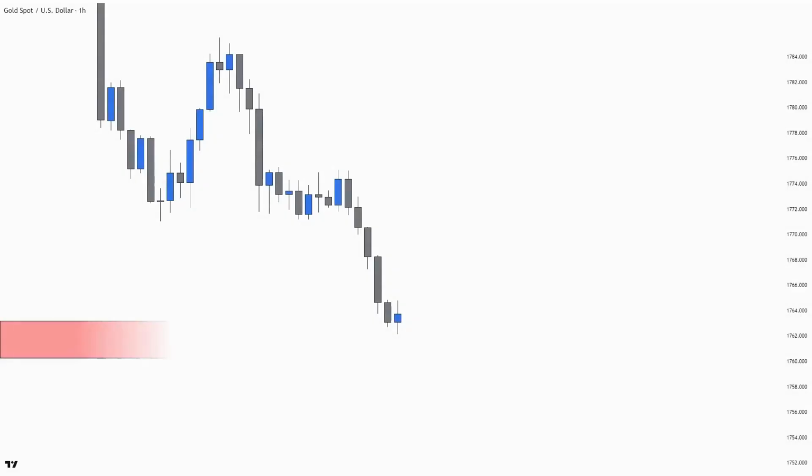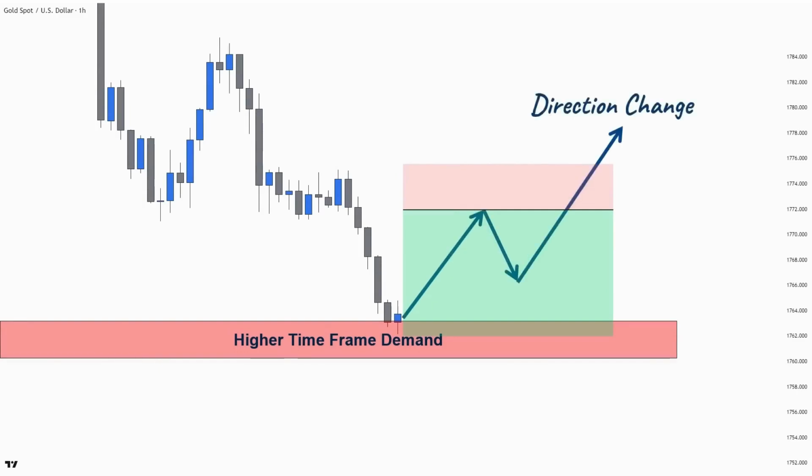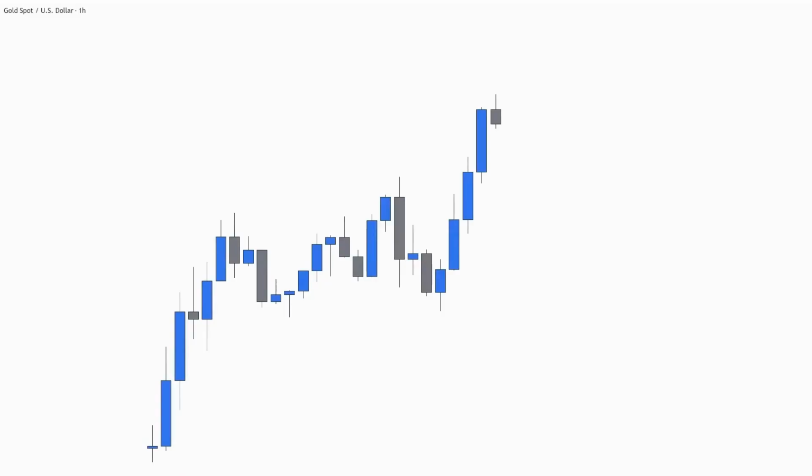But suppose the price had mitigated a higher time frame demand level. In this case, we couldn't open a short trade without confirmation, because the market can easily change direction and ignore the lower time frame supply areas. I hope this was clear to you. If it was not, then let's see another bullish example.